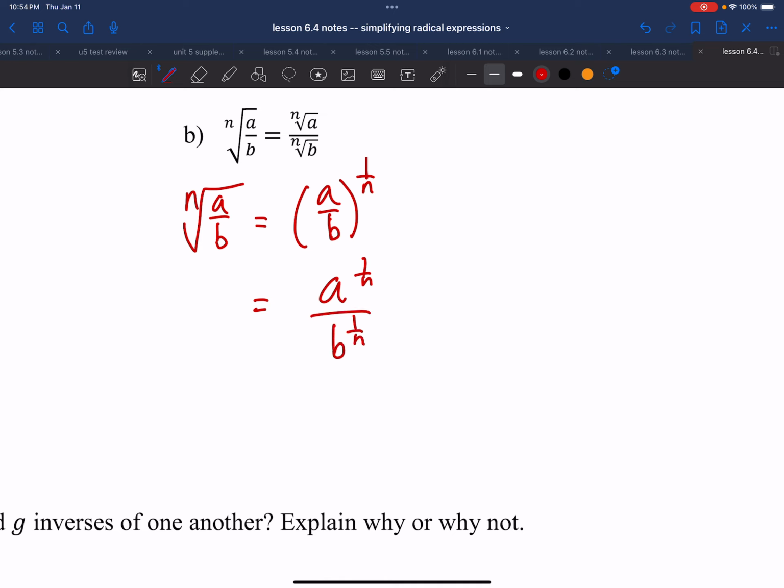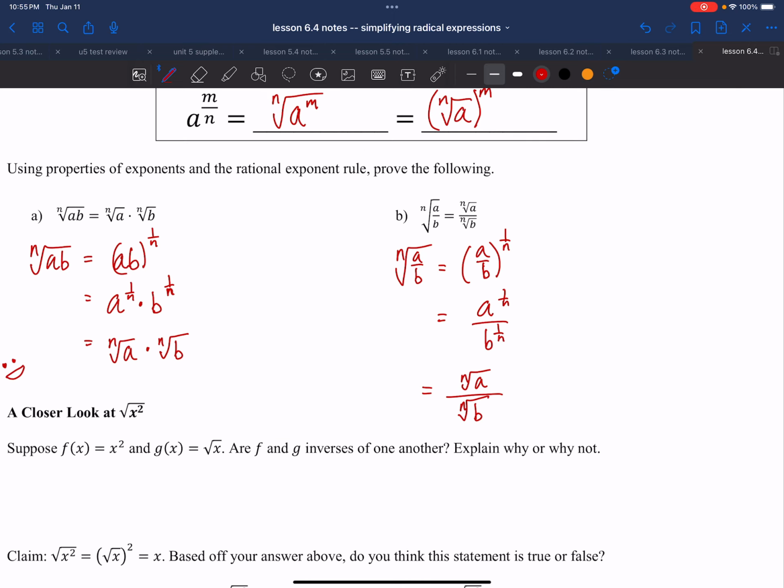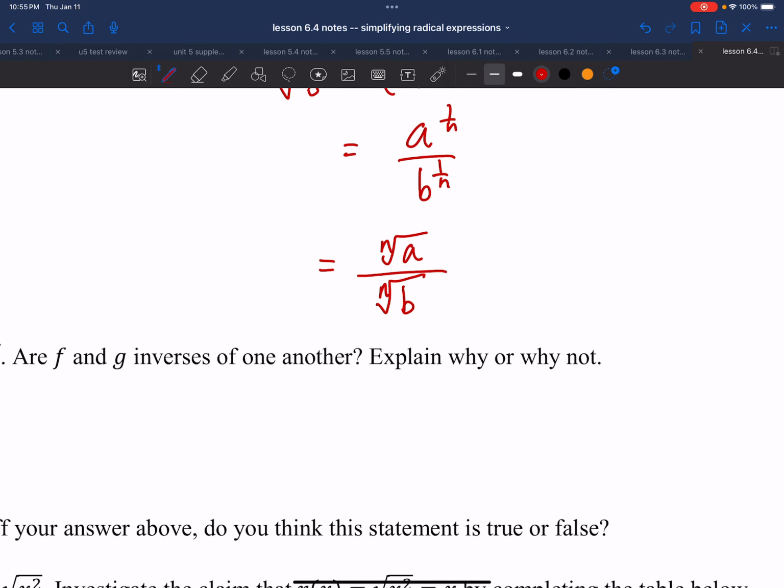But of course, by definition, a to the 1 over n is the nth root of a. And b to the 1 over n is the nth root of b. And we're done. So they're just kind of like simple little exercises in seeing where these rules come from. They're true. I say yippee.